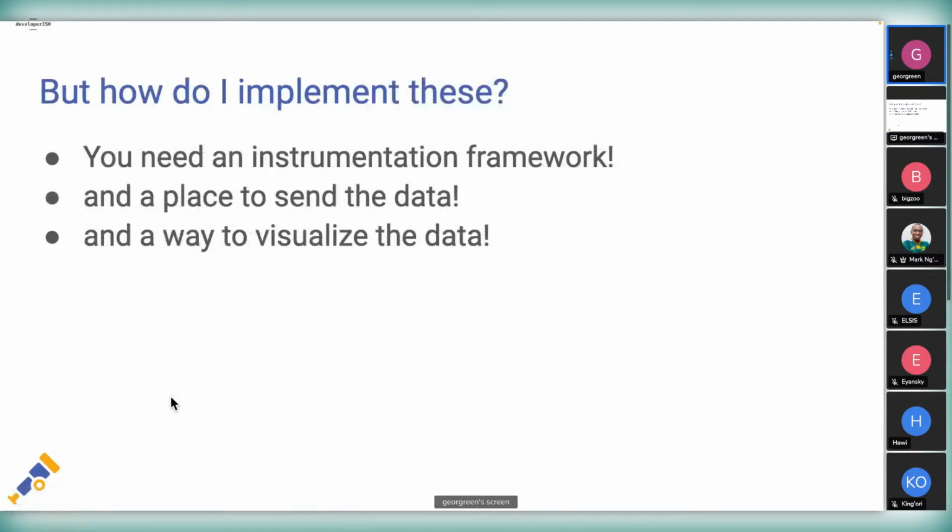Okay, I was trying to rush through that because it was not that important, but we had to go through it either way. The question now becomes, how do we implement these ideas of traditional observability and modern observability? And this is where OpenTelemetry comes in. So you need an instrumentation framework. You need a place to send the data.